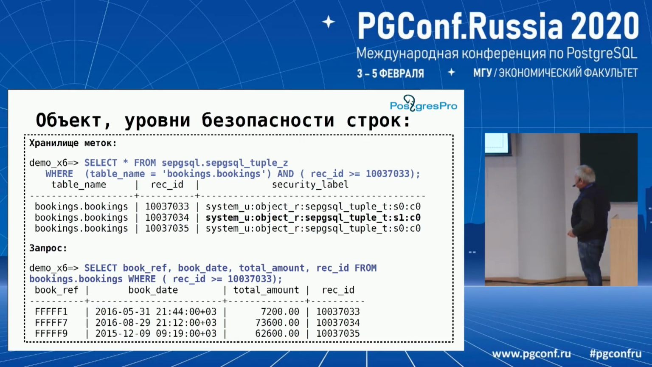So, plane ticket bookings: price, date and code. What are the labels? See the upper part of the slide. This is rec ID, and for those 3 lines, 3 strings, the labels are present. Line 1 and line 3 are open data, and line 2 is related to DSP data.